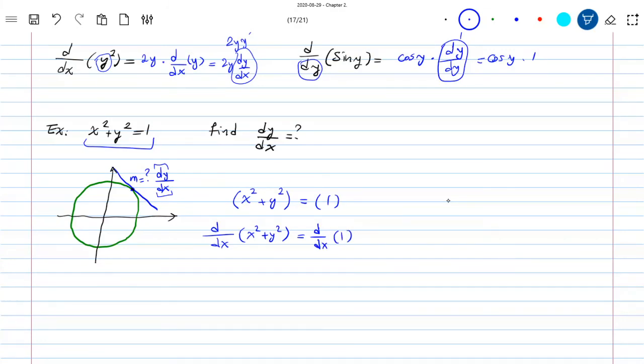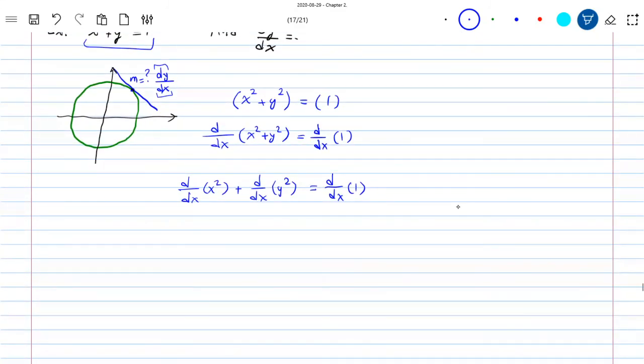Then calculate what is d over dx of x squared, the derivative of x squared with respect to x. Let me write it separately so you can see: d over dx of x squared plus d over dx of y squared. Since the operation is linear, you can split them and take the derivative of each one separately, and that equals d over dx of 1. I'm taking the derivative of each term separately since there is addition. Be careful, if it's multiplication, you cannot do this. You have to apply the product rule. We will do an example of that as well.